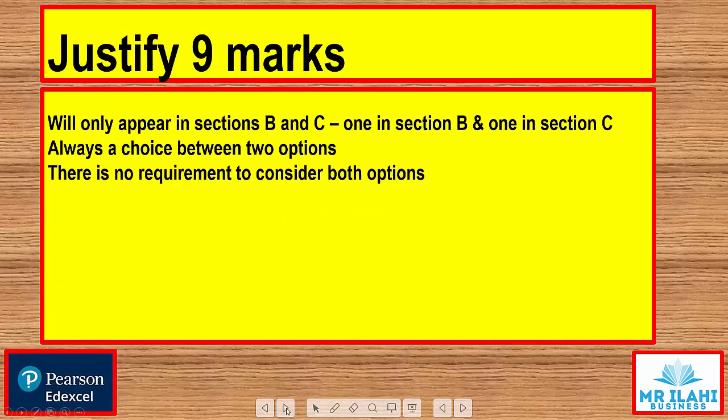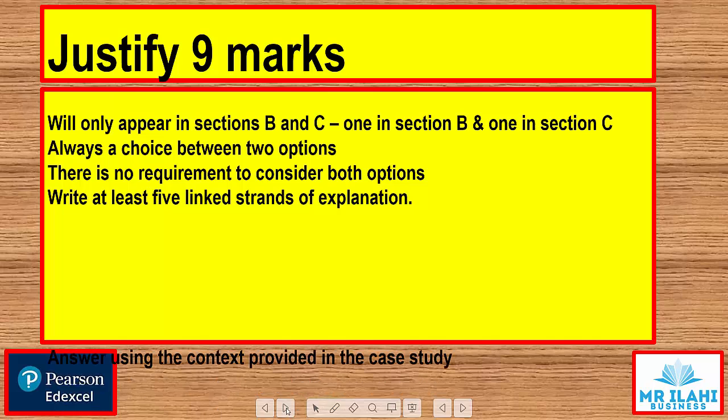There's no requirement to consider both options, so I always suggest to my students that it's best to consider one option and analyze that fully, both positive and negative elements of it. And you need to have at least 5 linked strands of explanation in there as well, okay? And we'll talk about this in a bit more detail later on in the video.